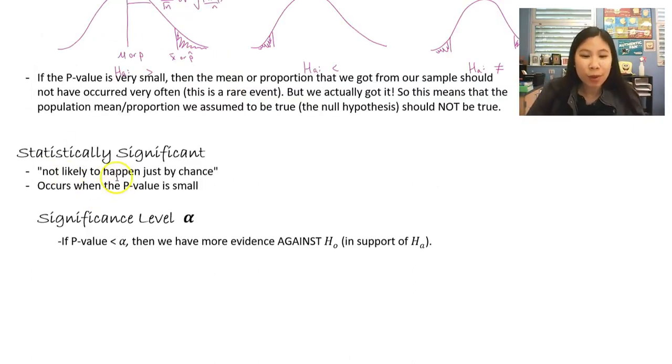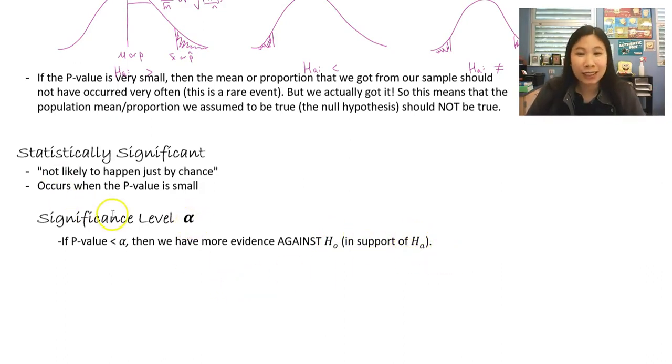So if we're looking for a small p-value, then we actually need a rule for how to tell when the p-value is actually considered small. So we use something called the significance level, and we use the symbol alpha to describe our significance level. As long as our p-value is less than our alpha, then that means our p-value is actually small enough. We have more evidence against our null hypothesis, because remember, we're saying small p-value means our null hypothesis cannot be true. So if the null hypothesis cannot be true, then our alternative hypothesis is good. We have more evidence to support it.